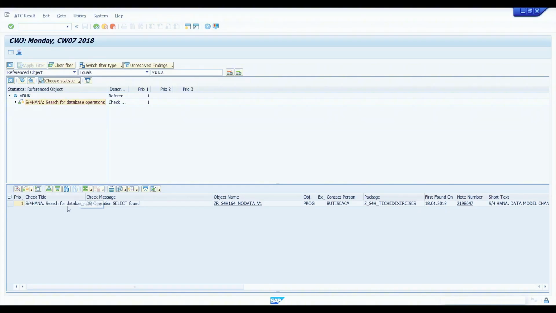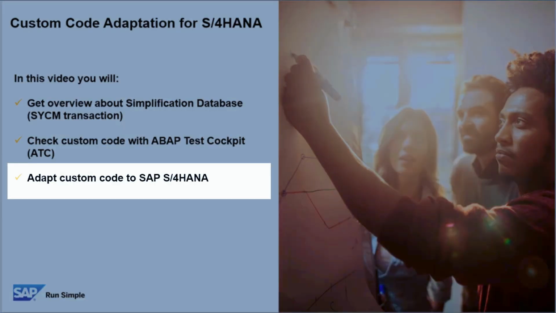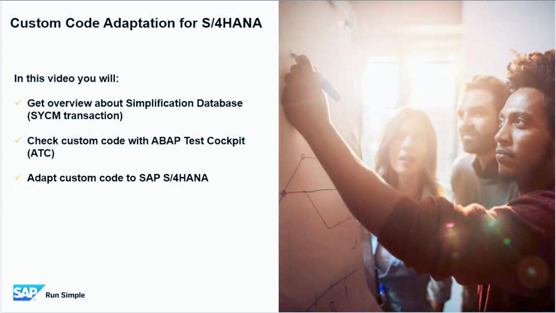These were some of the filtering capabilities in ATC. In the next part of this video tutorial, you will adapt your custom code to SAP S/4HANA. On an S/4HANA system, you will use ATC in ABAP Development Tools for Eclipse, check your custom programs for S/4HANA readiness with ATC, work with your ATC results, and fix the ATC findings one by one.